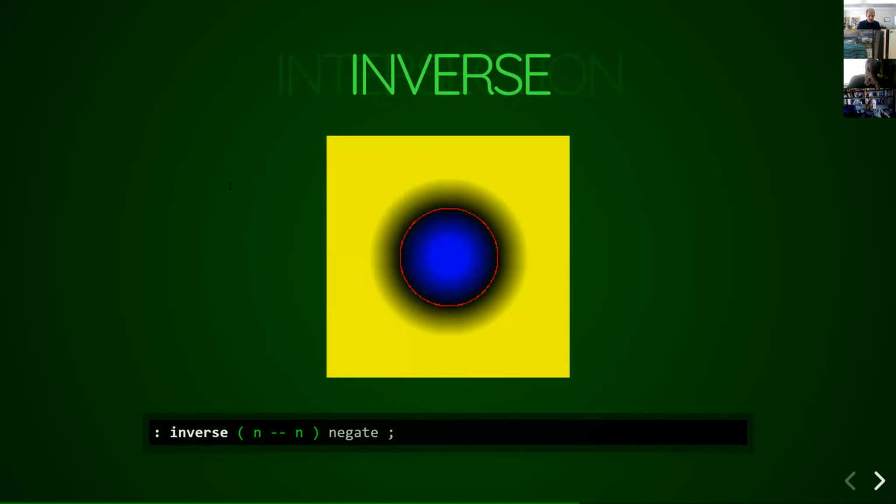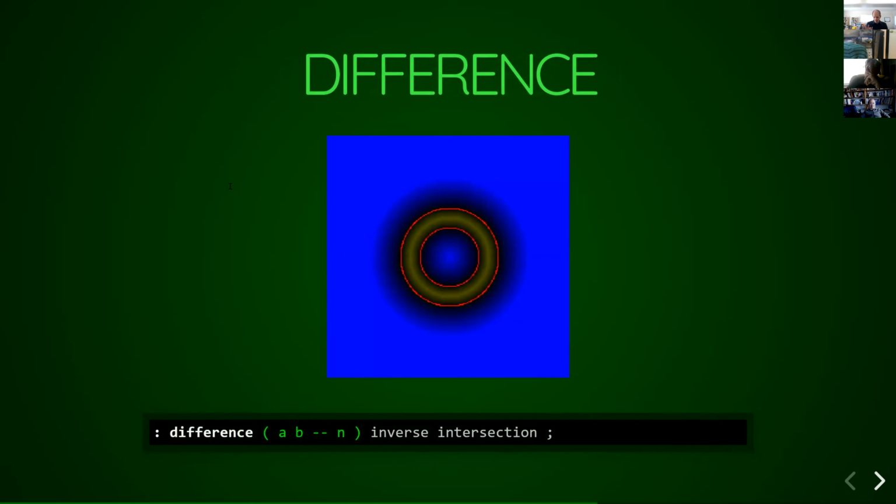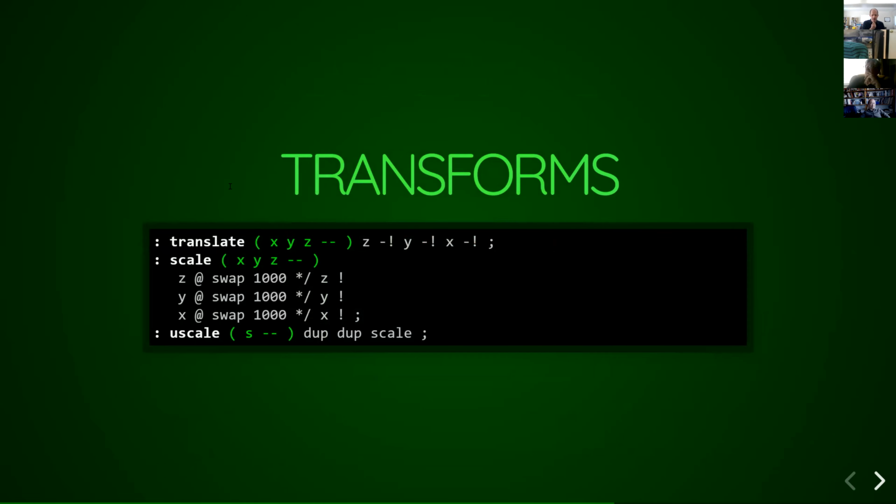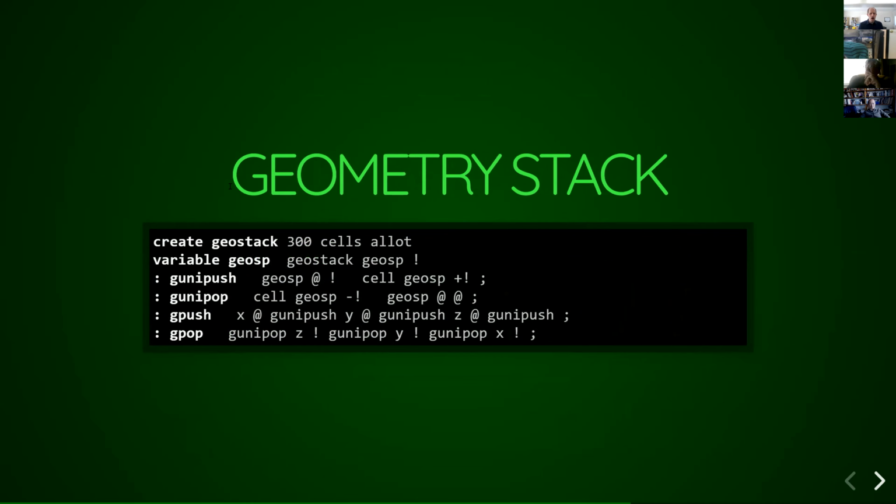And then you can do negation to get the inverse, so that you flip what's inside is outside and what's outside is inside, flipping positive and negative. And then you can combine inverse and intersection to produce difference. And so, for example, here subtracting one sphere from another sphere to get a hollow sphere. Transformations aren't hard either. You can express those just by manipulating X, Y, and Z. And then you need to have a geometry stack so that you can save your place in a certain position, go do a set of transformations, and then undo that by popping things back off the stack.